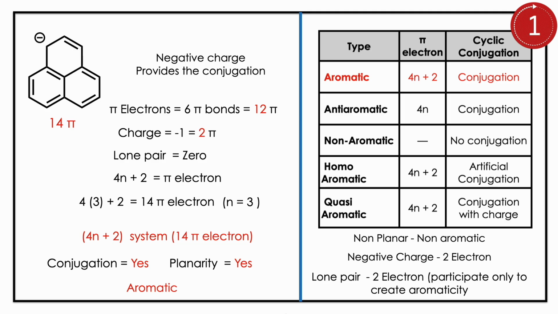Lone pair is 0. So it is a 4n plus 2 pi electron system with 14 electrons where n equals 3, and the system is definitely conjugated. The negative charge can support it and planarity is also there. So 4n plus 2 system, conjugated and planar means the given compound is aromatic.